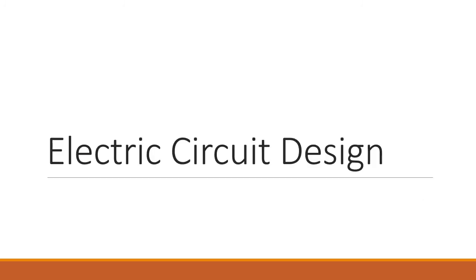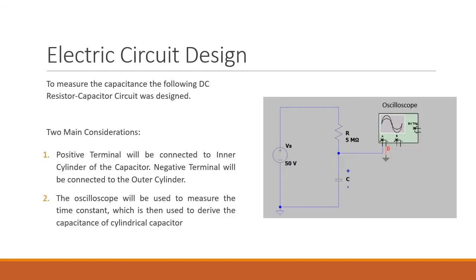Next, I will go over the designed electric circuit used to measure the capacitance for our system. To measure the capacitance, the following DC resistor capacitor circuit was designed. I have incorporated a 5 mega ohms resistor, a 50 volt voltage source, and have connected it to an oscilloscope. Two main considerations must be brought up. Number one, the positive terminal will be connected to the inner cylinder of the capacitor, and the negative terminal will be connected to the outer cylinder or the outer electrode of the capacitor.